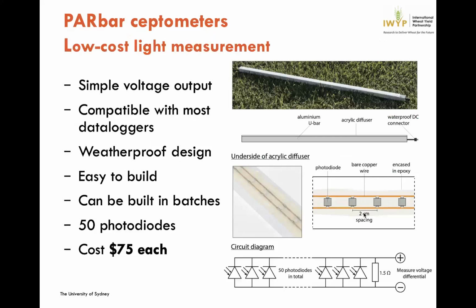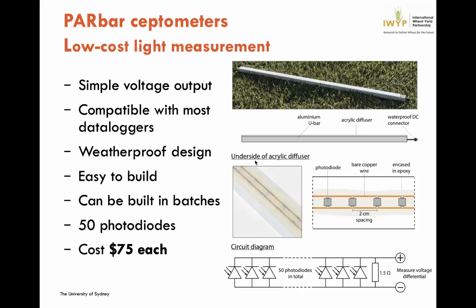So without further ado, I'll introduce our PAR bar ceptometers. This was the solution that we came up with. It works in much the same way as that other ceptometer that I showed earlier. It gives us a simple voltage output, so that's an integrated measurement across a meter length. And so we can put that under the canopy and we get one light measurement for the whole canopy there. The good thing is, because of the simplicity of the output, it's compatible with almost every data logger out there. We also made it weatherproof, so we can just throw it out in the field and just leave it there.